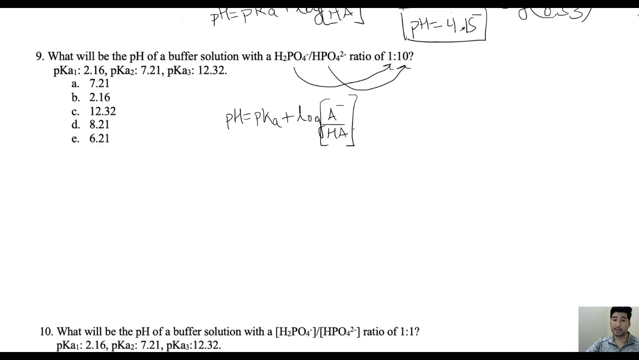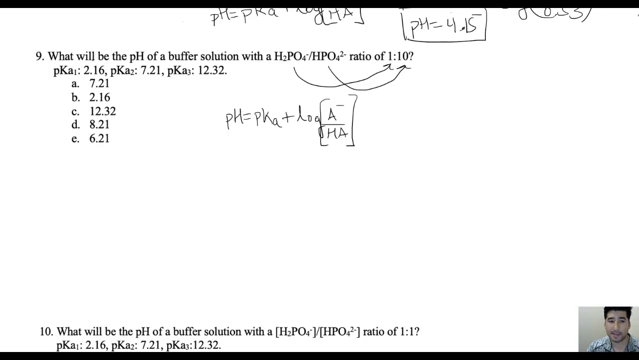So the main thing that you should focus on with this problem is that you need to be able to use the correct pKa for the buffer solution that you're given. And notice that here you're given H2PO4 minus and you're given HPO4 2 minus. So now the question becomes, which of these pKa's must you use? Do you use this one, or that one?